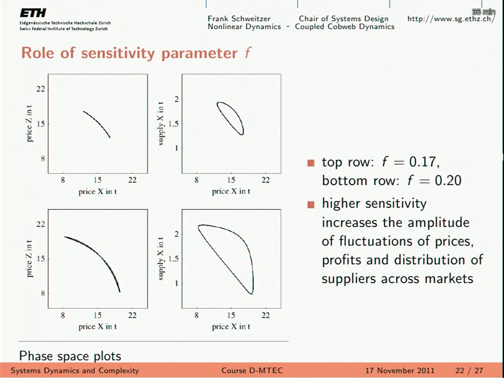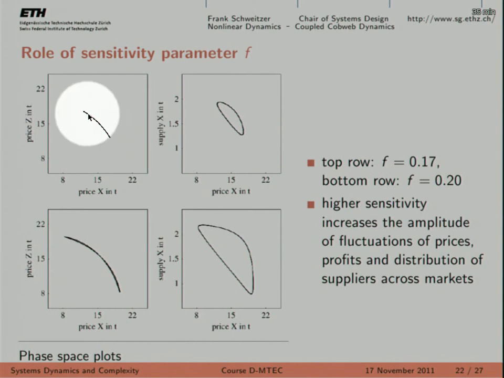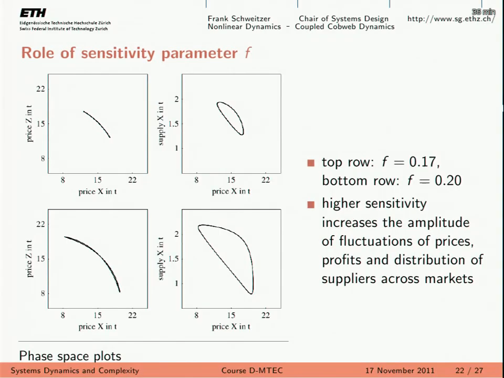And this is what we get for the dependency on the sensitivity parameter F. This is one of the most important parameters, F, the sensitivity. These are phase space plots, the ones I showed in the self-study. On the top left corner, we have the price in market X versus the price in market Z. And as I just told you, they're negatively correlated, very clearly. When the price goes high in market X, it goes low in market Z, and vice versa. So basically this dynamics would go up, down, up, down, up, down, and so on. This is for sensitivity 0.17.